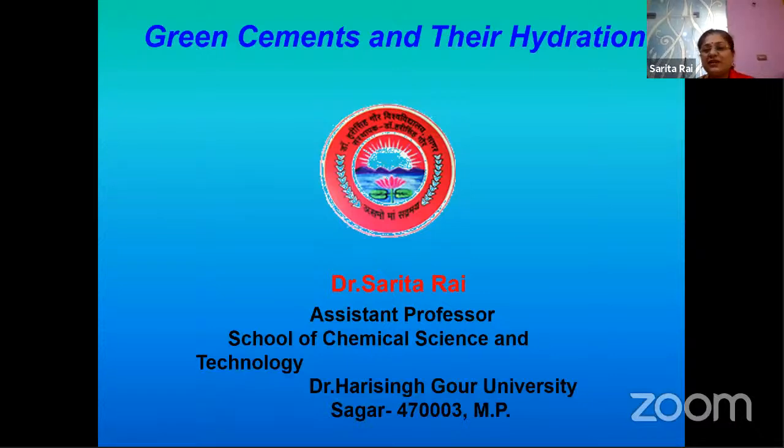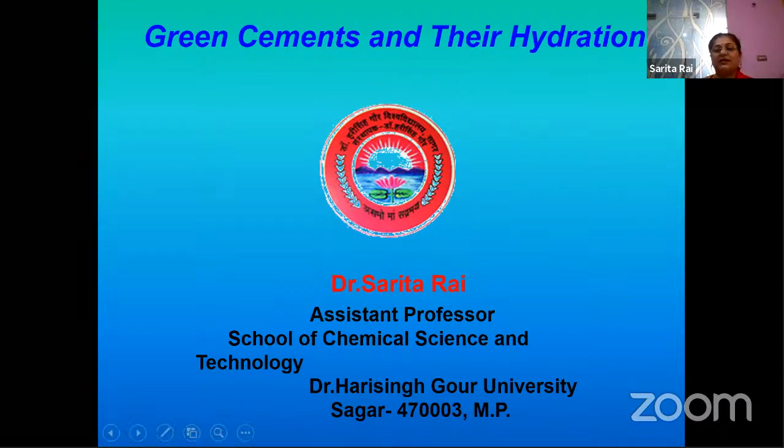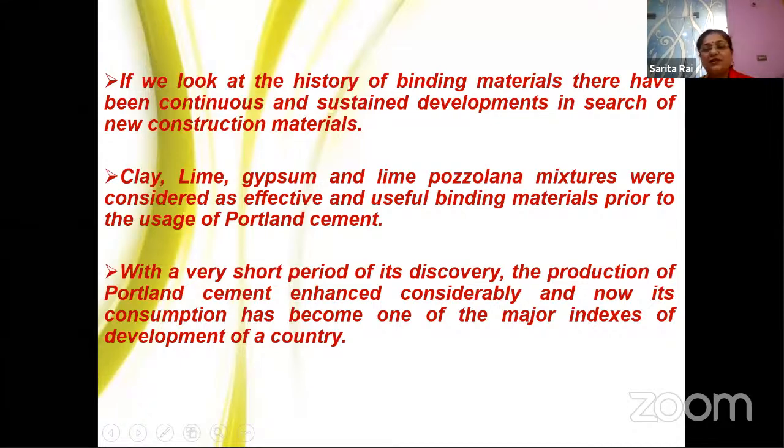I will discuss green cements and their hydration. If we look at the history of binding materials, there have been continuous and sustained developments in search of new construction materials. Clay, lime, gypsum, and lime pozzolana mixtures were considered effective and useful binding materials prior to the usage of Portland cement. Within a very short period of its discovery, the production of Portland cement enhanced considerably, and now its consumption has become one of the major indexes of development of a country.